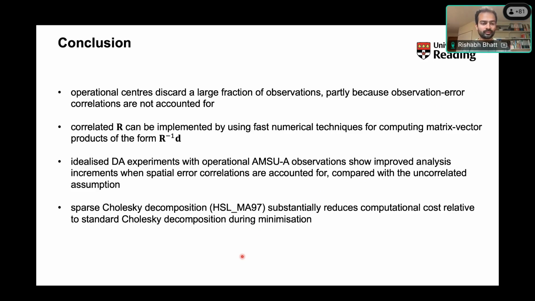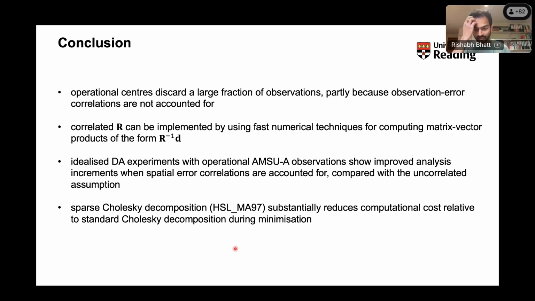So, for conclusion, operational centers discard a large fraction of observations, partly because observation error correlations are not accounted for. And these correlated R can be implemented by using fast numerical techniques. The idealized DA experiments which we perform with the MCA observations show improved analysis increments when correlations are accounted for. Whereas if you don't account for the correlations, you get larger increments, which you wouldn't want, because you go with the linearized assumption. The smaller the increments are, the better your tangent linear approximation is.